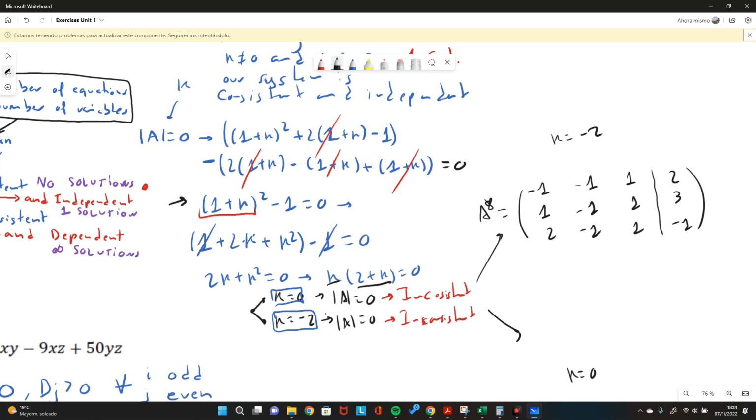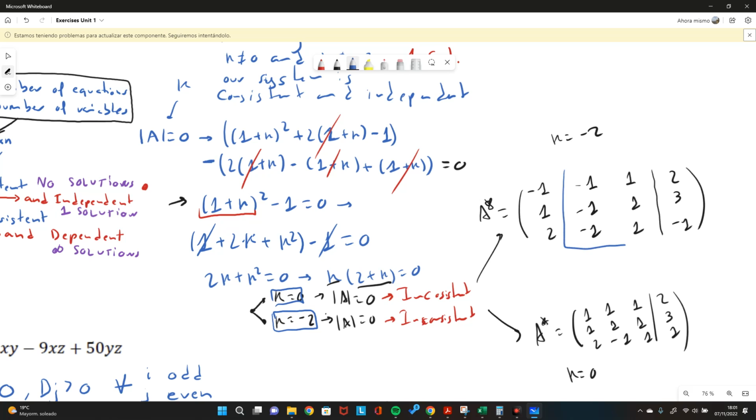And in the case k equals 0, the augmented A is 1, 1, 2, 1, 1, minus 1, 1, 1, 1, and 2, 3, 1. Okay, that's the other case. And so in both cases, we can see why the determinant was 0.